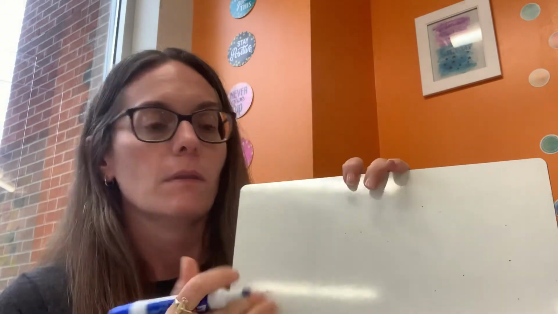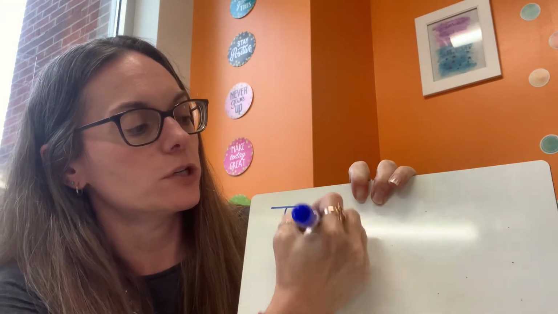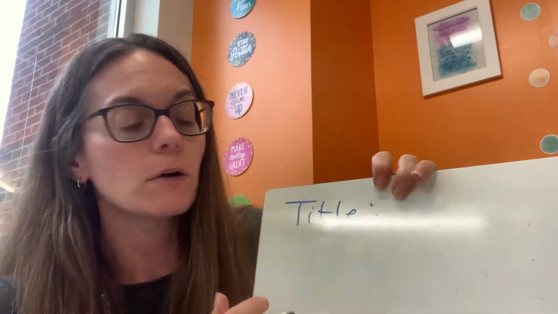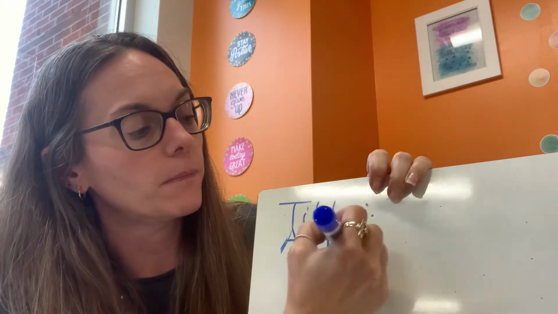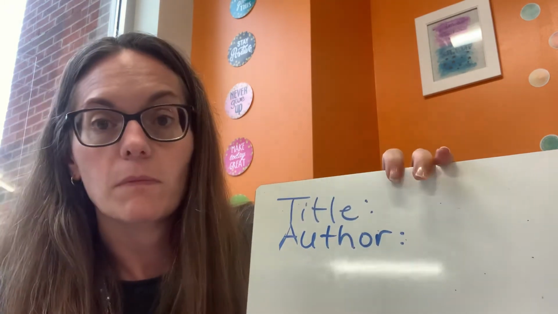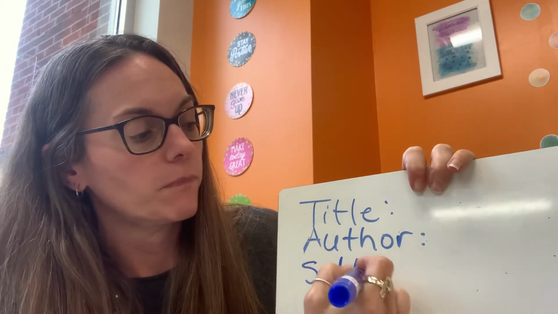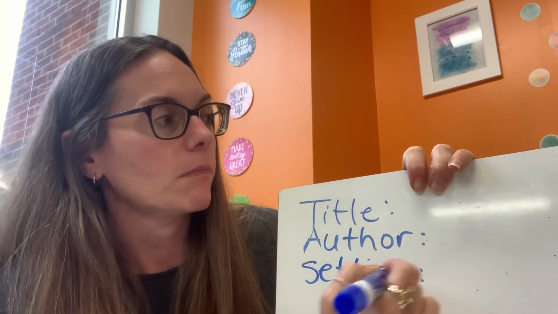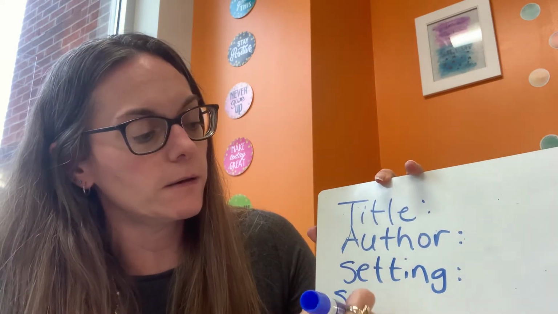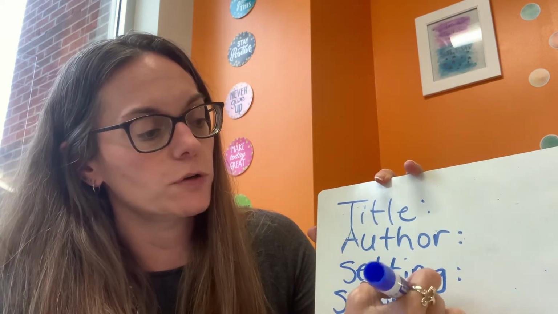When you're finished with that chart, I would like you to use your reading notebook or a piece of paper and write down a quick chart or even just a list of the book title, the author, the setting, and the significant event that occurred in the story.